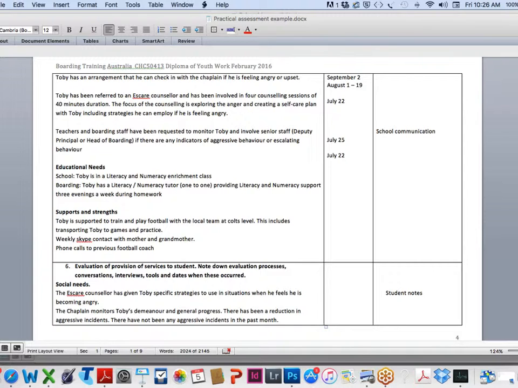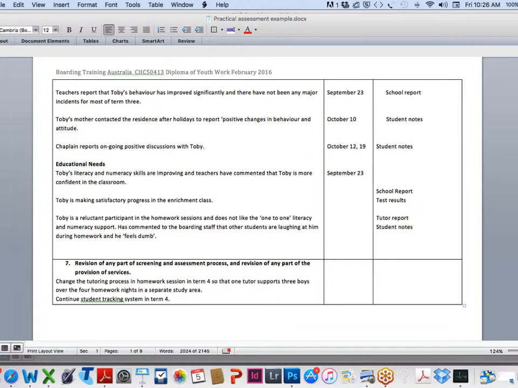So with the social needs, the S-Care counsellor has given Toby specific strategies. The chaplain monitors his demeanour and general progress, and there's been a reduction in aggressive incidents, and there have not been any aggressive incidents at all in the last month. So that's a very big move forward. Teachers report that Toby's behaviour has improved significantly and there have not been any major incidents. Toby's mother commented and said that she's observed all these positive changes in his behaviour and his attitude. That's after he went home for the school holidays.